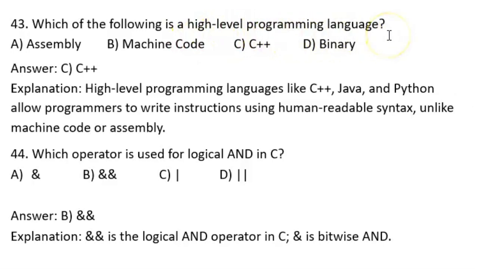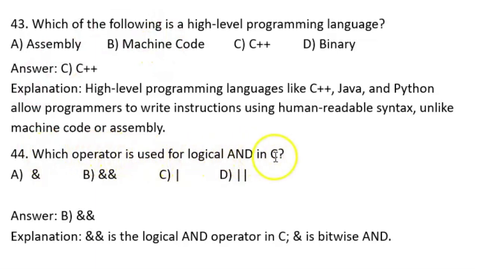Question 43. Which of the following is a high-level programming language? Assembly, machine code, C++, binary. Binary is not a language; it is machine code, and assembly is low level. C++ is a high-level language. Java and Python are also high-level languages. They write instructions using human-readable syntax, unlike machine code or assembly.